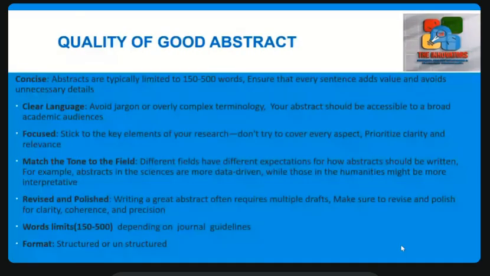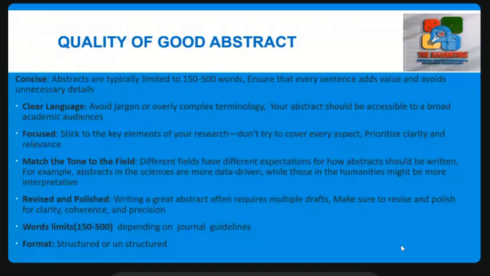Let us also look at the qualities of a good abstract. The good abstract should have different qualities, but not limited to being concise. The abstract should be very concise, written in a limited number of words, normally from 150 to 500, to ensure that every sentence adds value and avoids unnecessary detail. So the abstract should be brief and in clear language, with the important details needed or related to the topic.